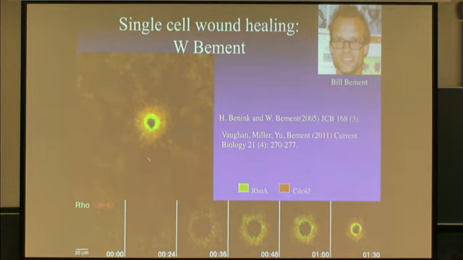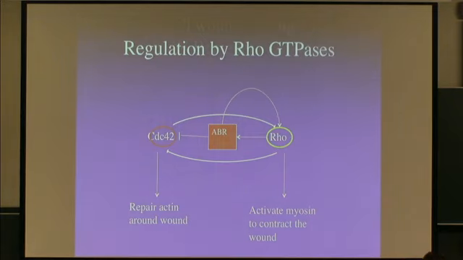Now, it turns out that CDC42 is recruiting actin filaments, assembling or aiding the nucleation of actin filaments, and Rho is what's causing myosin activation to contract this wound in a purse string-like manner. And so this is basically a set of interactions that through some experiments he was able to provide evidence for.